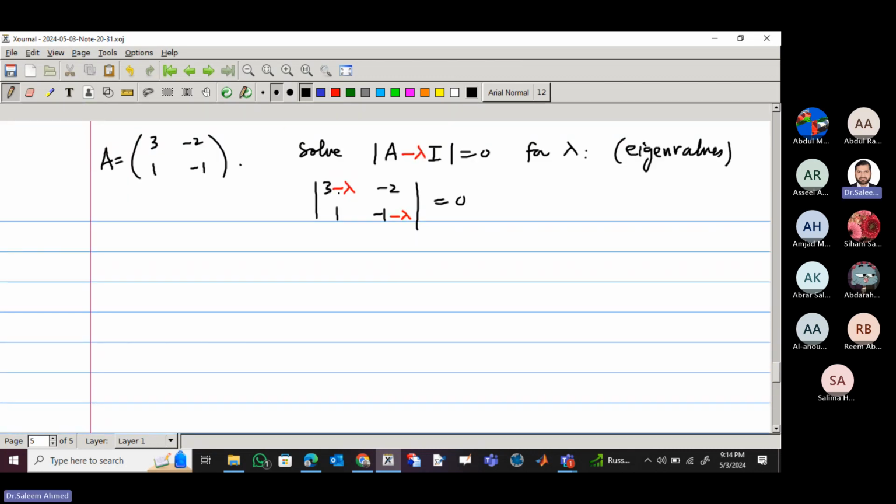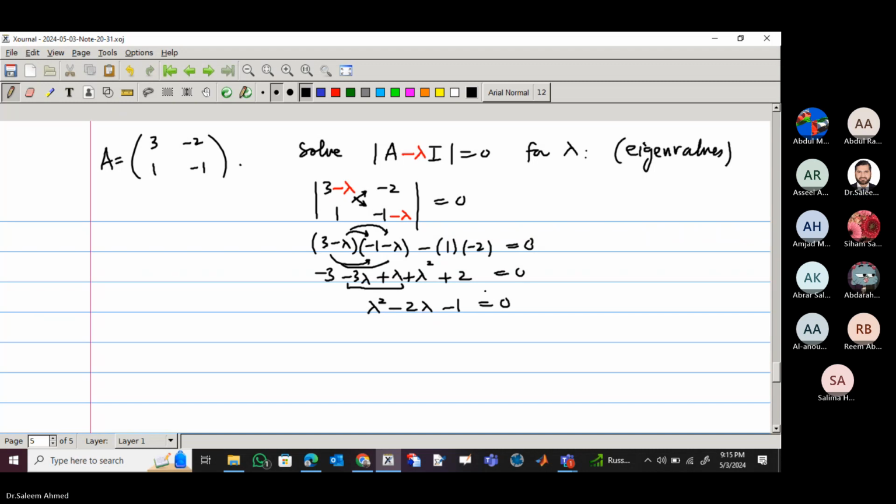Now multiply (3 minus lambda) into (minus 1 minus lambda), minus 1 into minus 2, equal to 0, right? This minus this. So see, this is an equation in lambda. No x, nothing is there. So 3 into minus 1 is minus 3. 3 into minus lambda is minus 3 lambda. Then lambda into minus 1 is plus lambda, and lambda into minus lambda is minus lambda square. And here it is minus minus 2, which is plus 2, equal to 0. So I can write lambda square first, then minus 3 plus 1 is minus 2 lambda, and minus 3 plus 2 is minus 1, equal to 0, right?